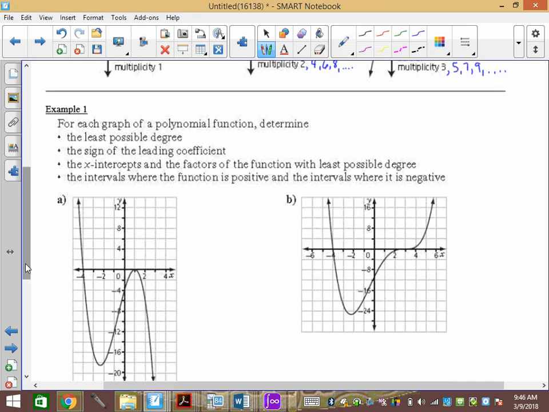All right, for each of the graphs of the polynomial functions, determine the least possible degree. Okay, so this is to note. Degree 1 functions are what? We did these in grade 10 and 9. What are they? Good old line. So y equals mx plus b, right? Degree 1. Degree 2, we did in grade 11. What were they? Yeah, quadratics. So y equals ax squared plus bx plus c. What would my leading coefficient be of this one? Negative. Degree 3 graphs make a weird S shape.